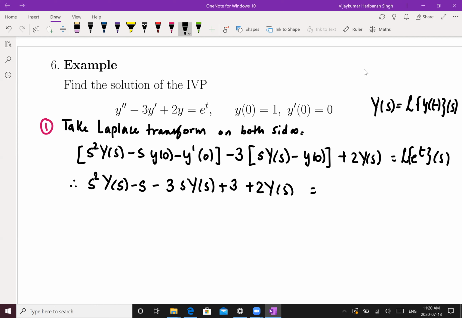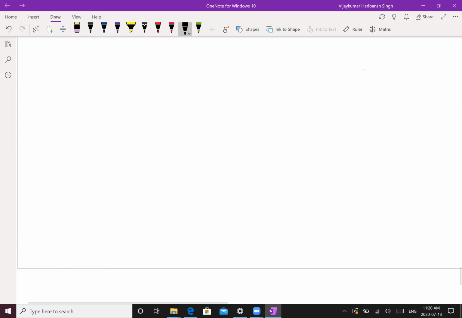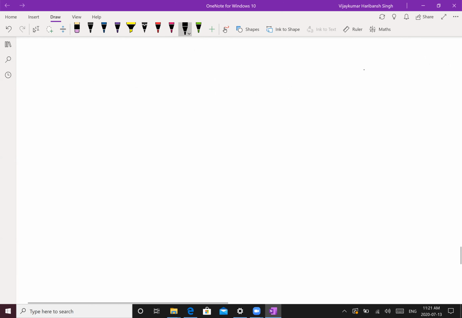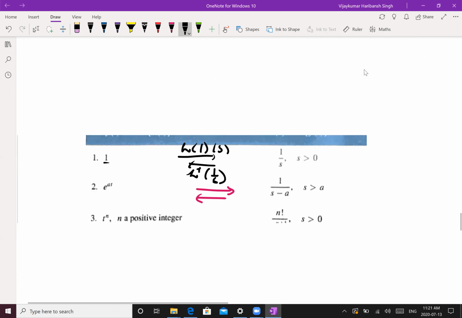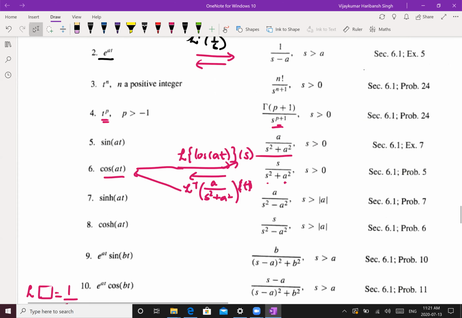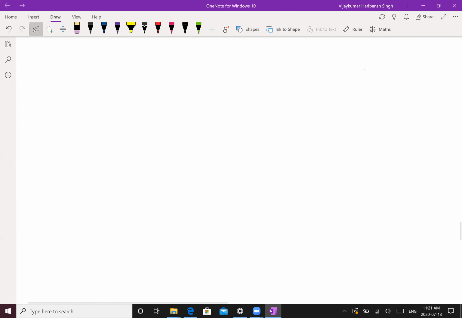Now we need the Laplace transform of e to the power t. If you look at the table on the top, it is 1 upon s minus 1. So the Laplace transform of e to the power at is 1 upon s minus a. So e to the power t is going to be 1 upon s minus 1.